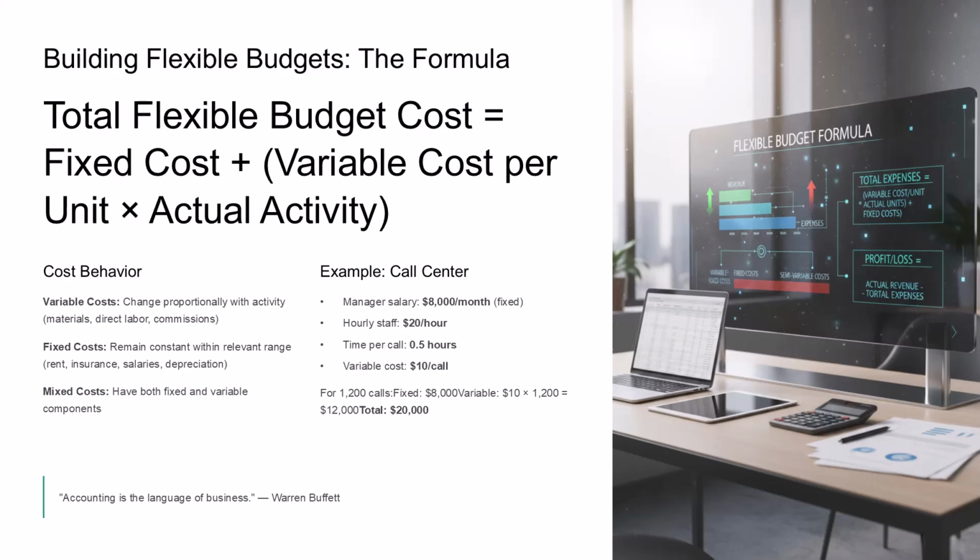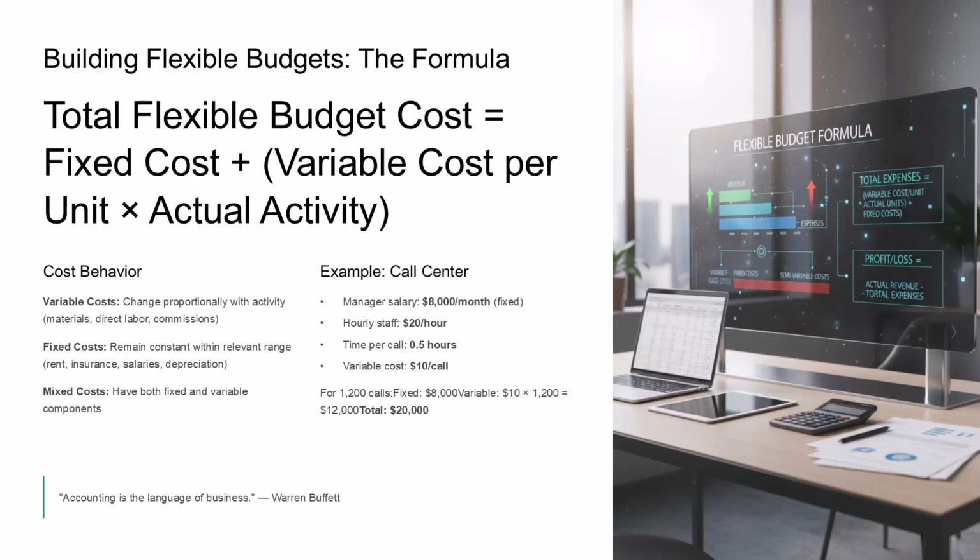Fixed costs remain constant in total, within the relevant range, regardless of activity level. Examples: rent, insurance, salaries, depreciation. The relevant range matters because at extreme levels, even fixed costs can change, but within normal operating ranges, they stay steady. The flexible budget formula for any cost is total flexible budget cost equals fixed cost component plus variable cost per unit times actual activity level.